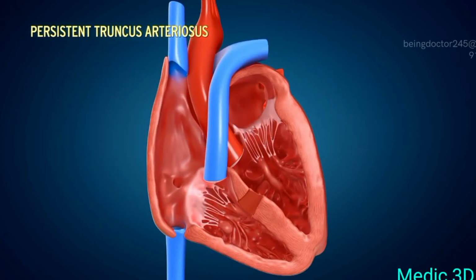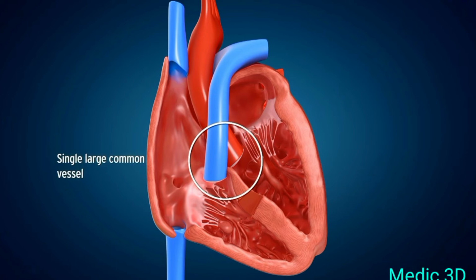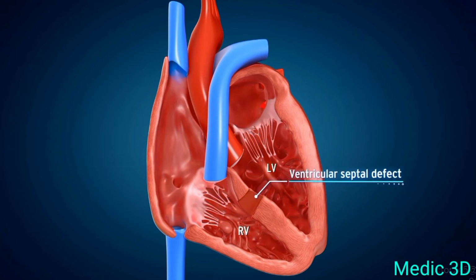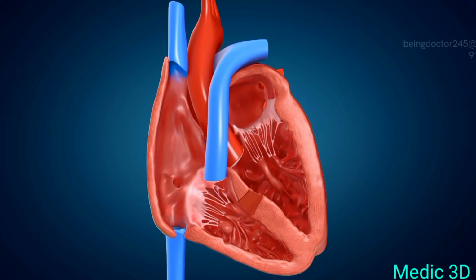Persistent truncus arteriosus: it is an unusual anomaly, where the septum that typically separates the aorta from the pulmonary artery fails to develop, resulting in a single large common vessel receiving blood from the right as well as the left ventricle. An associated ventricular septal defect may also be present. The orifice may have 3 to 6 cusps. There is frequent systemic cyanosis due to mixing of blood, leading to poor life expectancy.